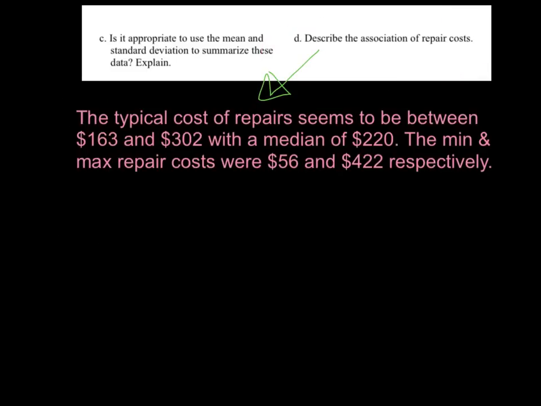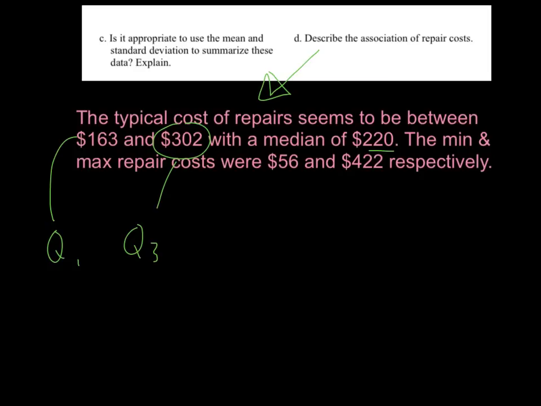So for our description then, I'm going to say that the typical cost of repairs seems to be between $163 and $302, which, by the way, are my Q1 and Q3 respectively. I'm using Q1 and Q3 because I'm choosing to talk about the median, right? So between $163 and $302 with a median of $220. The min and max repair costs were $56 and $422 respectively. That's it. Just get in and get out. Don't make a big deal about this.